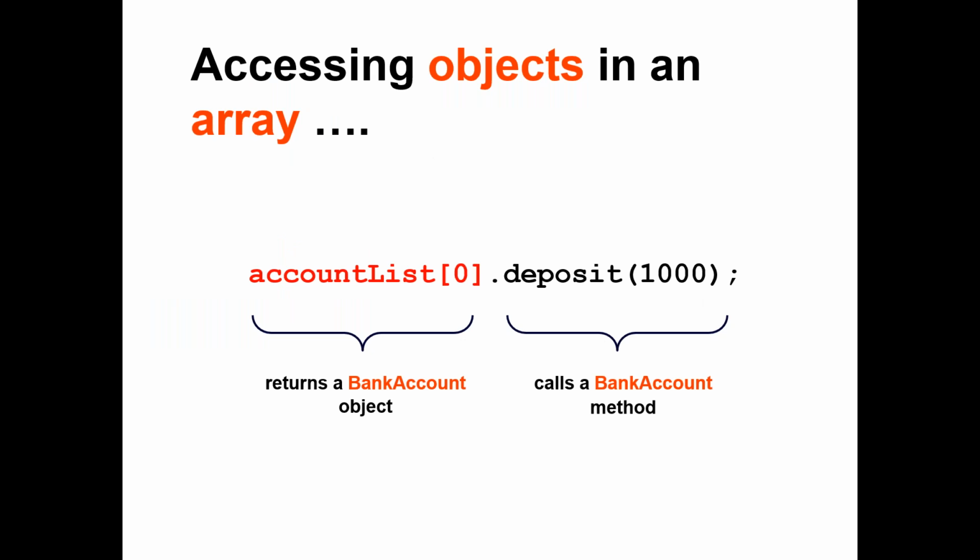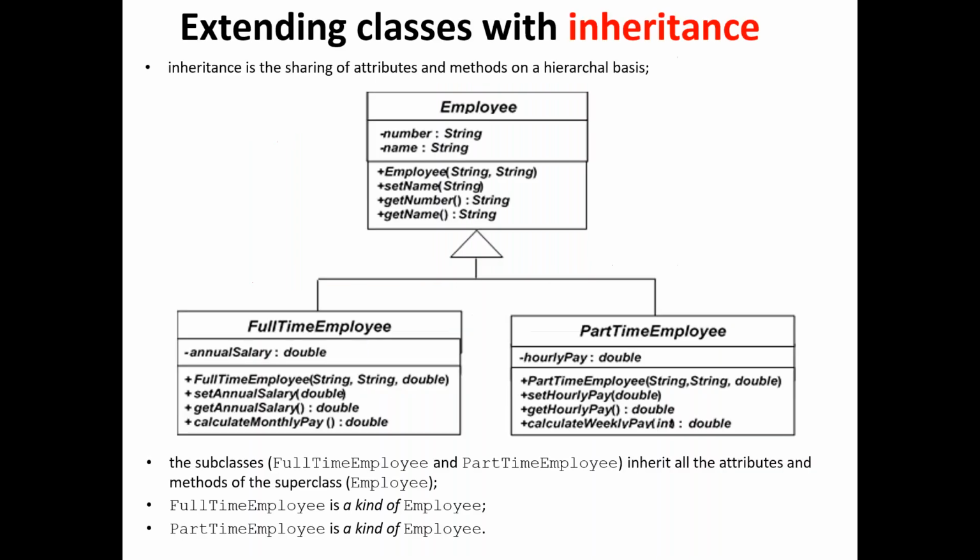And then this is how we access objects in the arrays. The initial part returns the bank account object, and the second part, the extension, calls the bank account method. So by using dot deposit, we're going to call that value which has been stored in our account list 0.